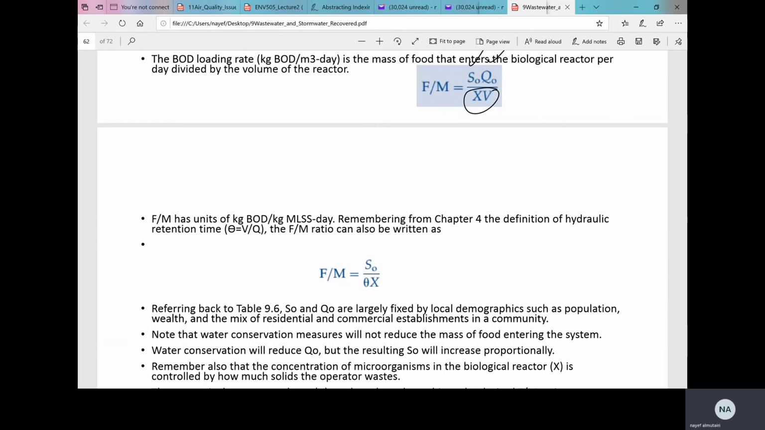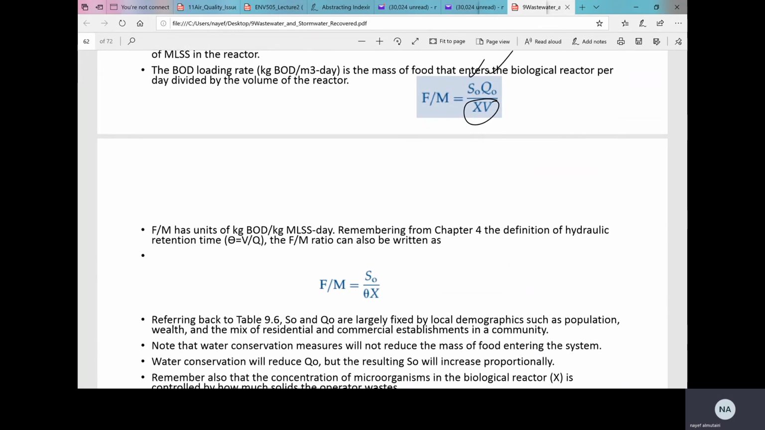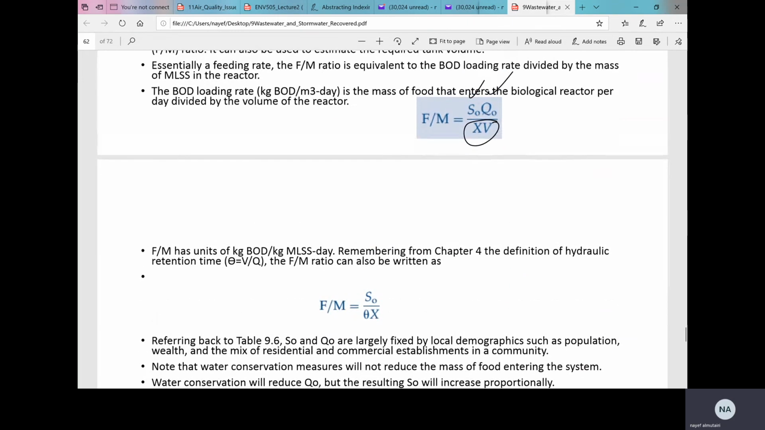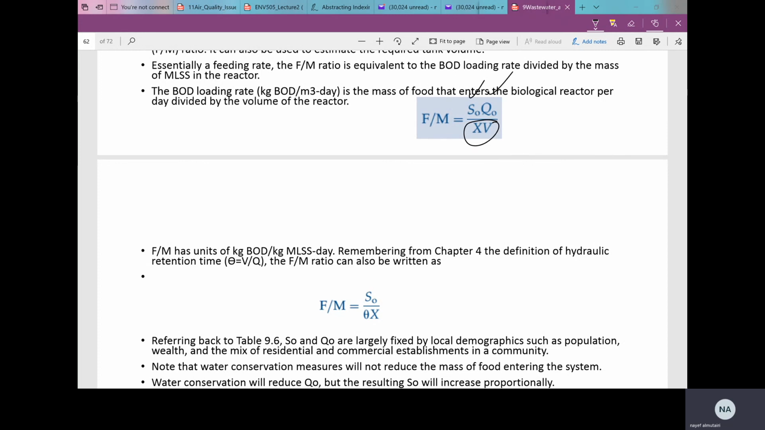As we mentioned here, this is volume. This is volume and this is Q. So volume over Q is detention time. So you don't have to be confused if you see it this way or this way. They all mean the same thing. It is initial substrate over microorganism inside the aeration tank divided by detention time. Detention time is volume over Q.